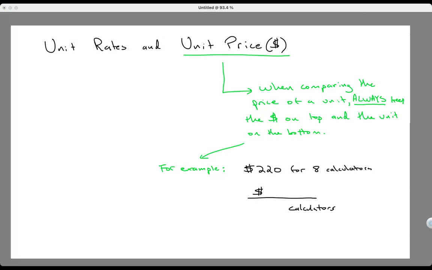And if we did that, we just want to plug in the values. So it's $220 for 8 calculators. And then we find that same unit price the same way that we found the unit rates, which is through division. So we want to divide 220 by 8. Take a second. You can pause the video to see what we end up getting, to see if you get the correct unit price. But if you end up getting $27.50 for 1 calculator, you set up the problem correctly and you divided correctly here.